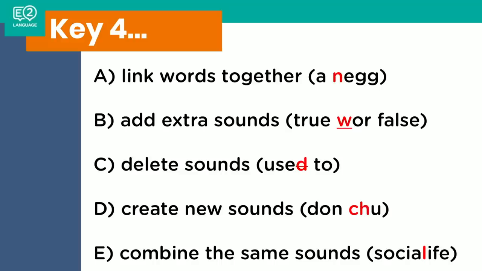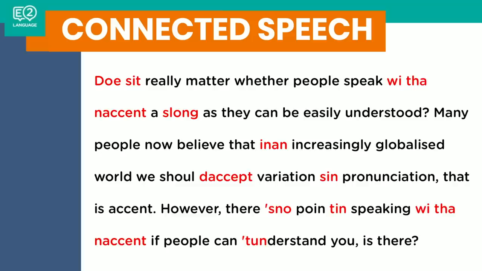Okay, so this is connected speech. This is important for oral fluency. Let me read this to you and then I'll get you to do the same thing. I want you to pay attention to how the words connect when I read this naturally. So does it really matter whether people speak with an accent as long as they can be easily understood? Many people now believe that in an increasingly globalized world, we should accept variations in pronunciation, that is accent. However, there's no point in speaking with an accent if people can't understand you, is there?